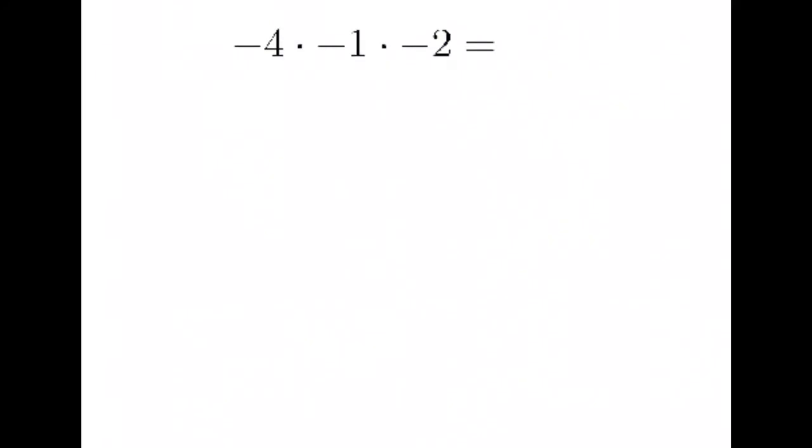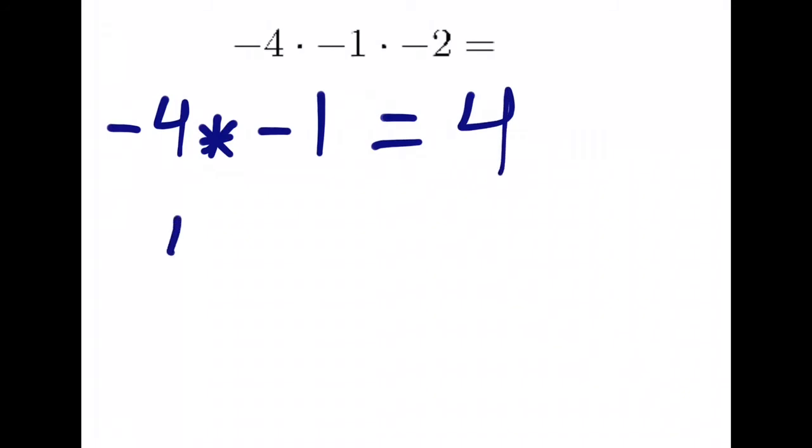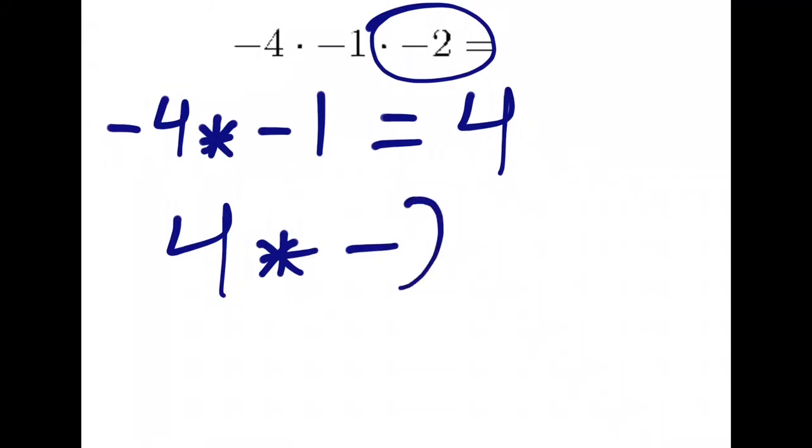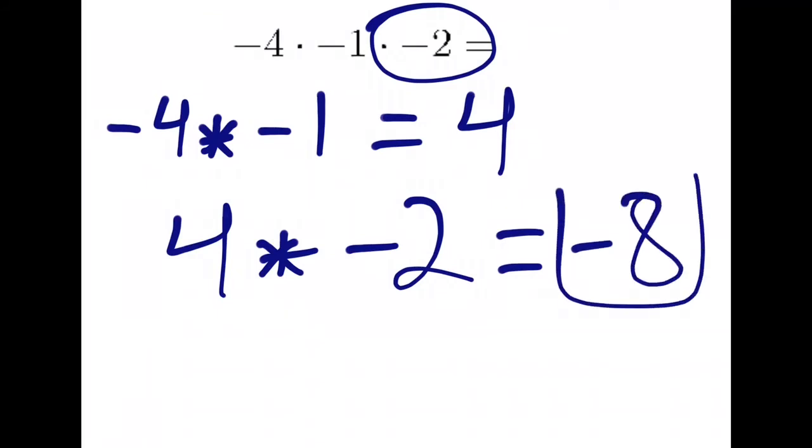Let's jump over to negative 4 times negative 1 times negative 2. I'll solve it using both methods. Negative 4 times negative 1. These 2 numbers have the same sign. It's going to come out positive. I get a 4. If I carry that down and I multiply by the next step, I'm going to multiply by a negative 2. These 2 numbers have a different sign. It's going to come out negative because a positive times a negative comes out negative. So I get negative 8 for my final answer.